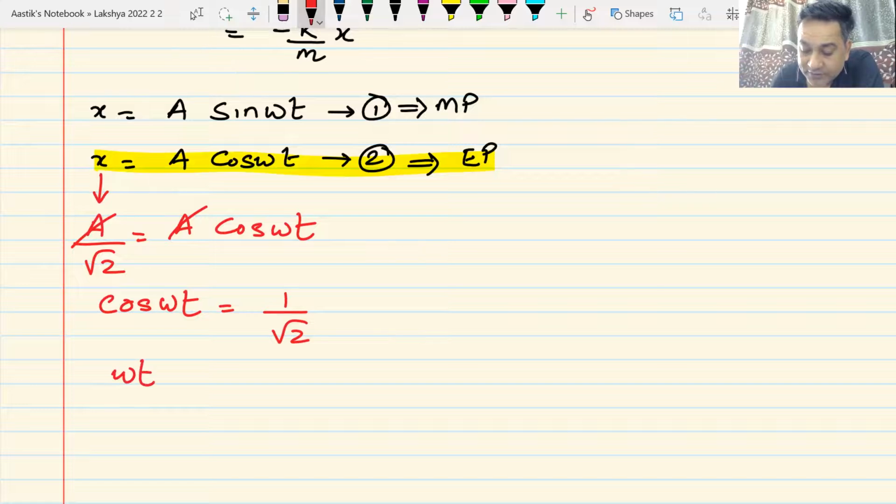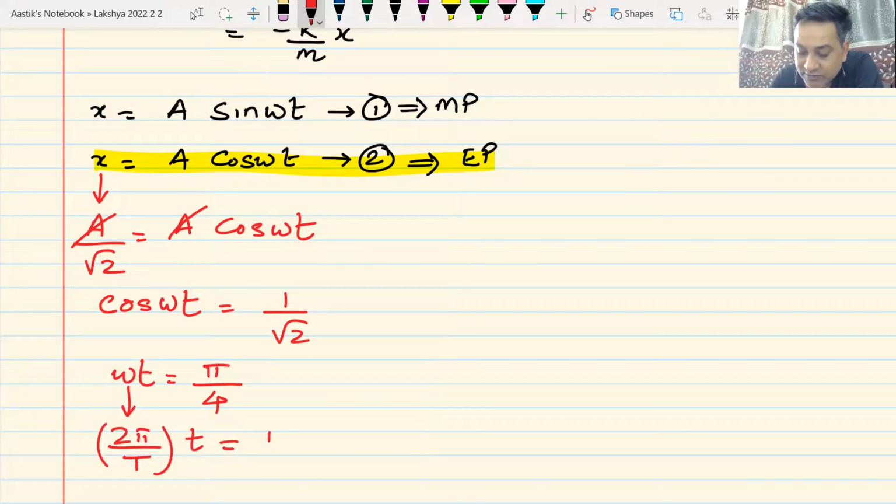Therefore, my omega t becomes cos inverse of 1 by root 2, and cos inverse of 1 by root 2 is pi by 4. I cannot write 45 degrees because everything must be written in radians. Do we understand this? Okay, now omega is 2 pi by capital T, where T is your time period. Omega, 2 pi by capital T, multiplied by t must be equal to pi by 4. Do we understand this?